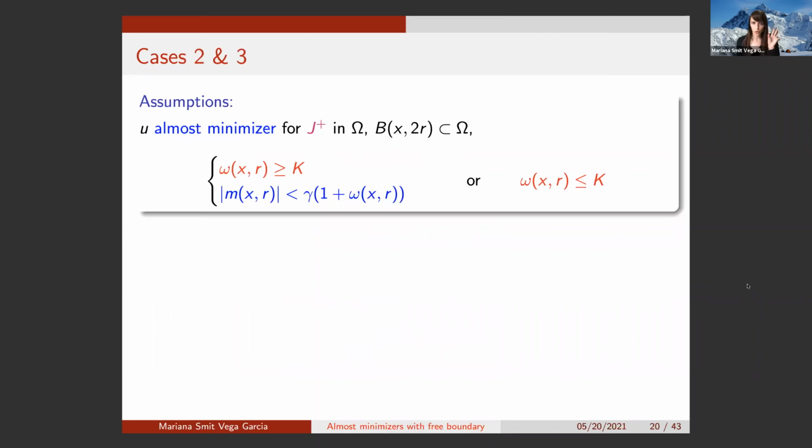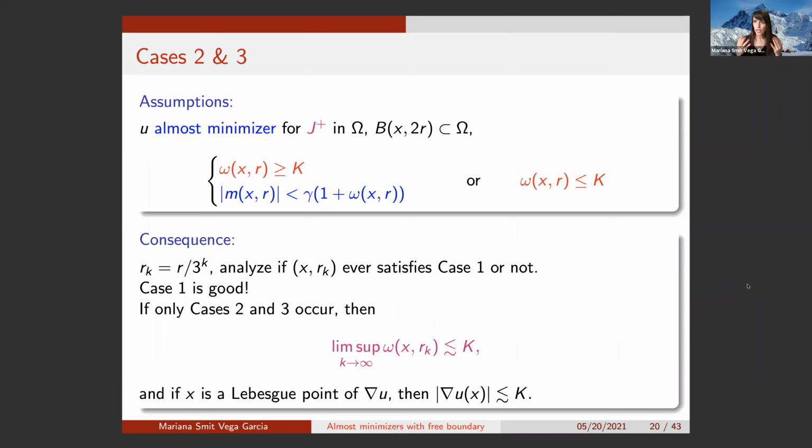For cases 2 and 3, so case 2 was the case in which omega is large but m is small, and case 3 is the case in which omega itself is small, what we have to do is look at the radii given by a fixed radius divided by 3^k, and check if at any point the pair made of that fixed point x with those radii ever satisfies case 1. Case 1 was the good case. If it ever satisfies case 1, we are good. Then we are C^{1,beta}. If only cases 2 or 3 occur, then we can show that the lim sup of omega is bounded. And that allows us to conclude that if x is a Lebesgue point of the gradient, then the gradient will be bounded approximately by that constant, which is what is going to give us the Lipschitz regularity.